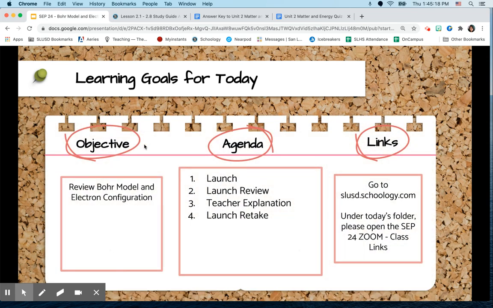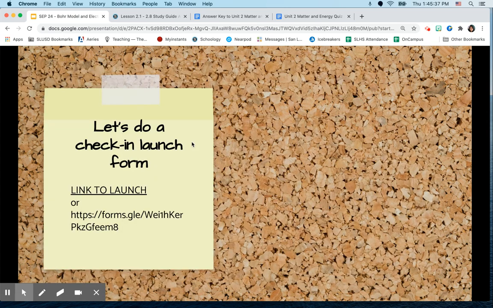So because today is a Thursday, and Thursdays and Tuesdays are review days, you mainly just need to do your launch review and score a 5 out of 6 or higher. And in this launch review, we're reviewing what we did yesterday, the Bohr model. When I looked at your exit ticket yesterday, I noticed that some of you got some of the questions incorrect. They were very minor errors, but important errors to talk about.